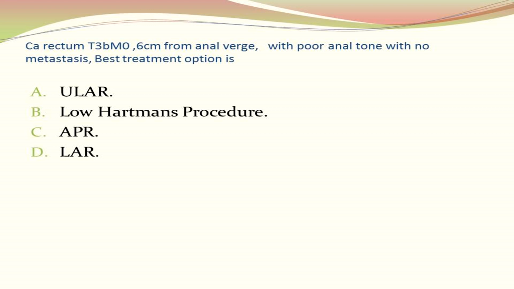इसमें ऑप्शन क्या आने वाला है आपको, low Hartmann's और APR. APR we are not planning because still the patient has no metastasis. That means what is written here is the tumor is still operable, the cancer is still operable. The only thing is poor anal tone. That means आप सिर्फ cut करके उसको नीचे छोड़ दो. एक बार patient का ट्यूमर operable हो जाएगा, patient stable हो जाएगा, then you again plan and do a surgery. So APR here is not an option. The answer here is a Hartmann's procedure.